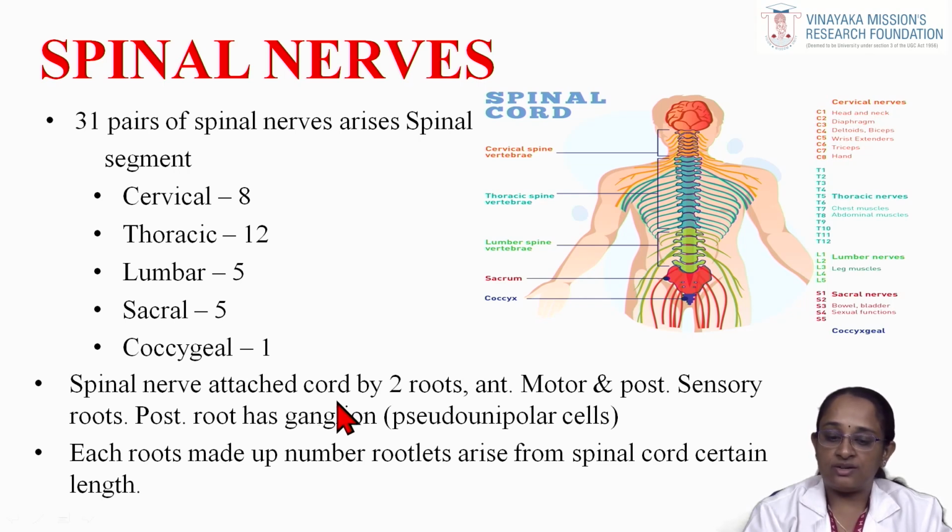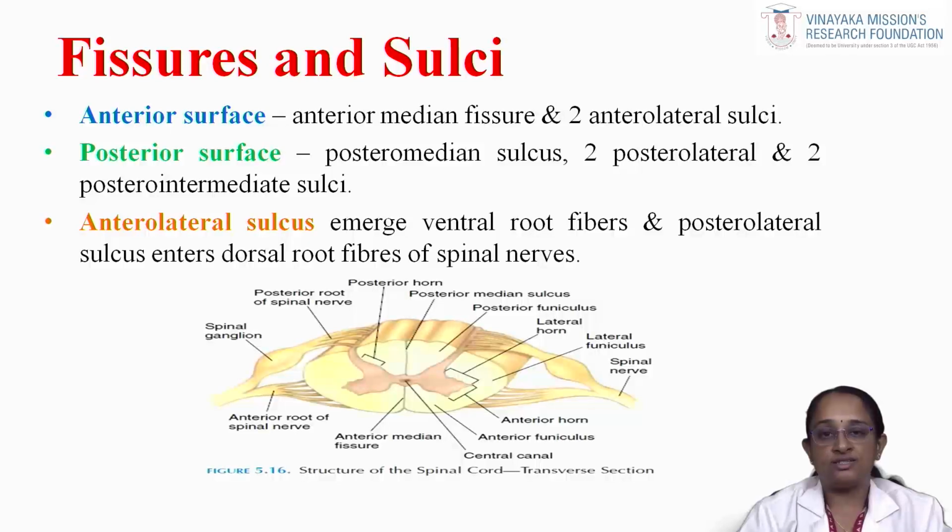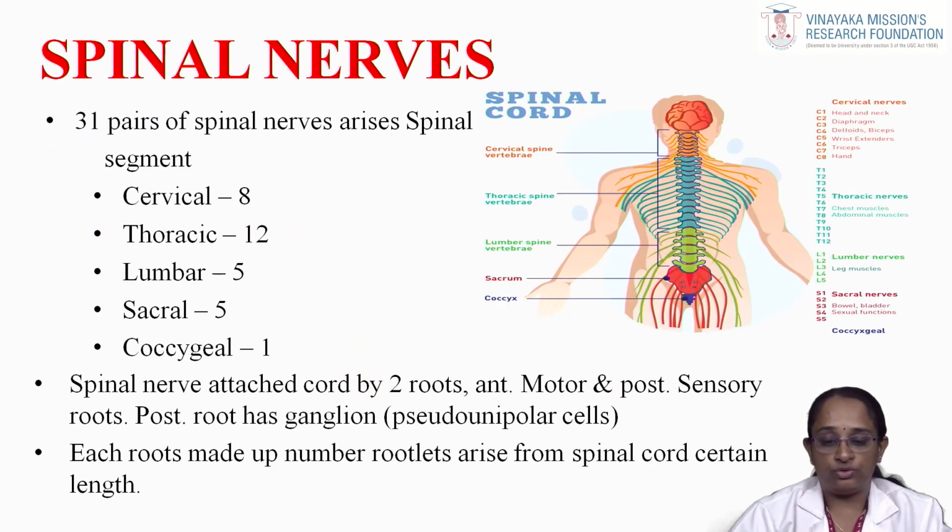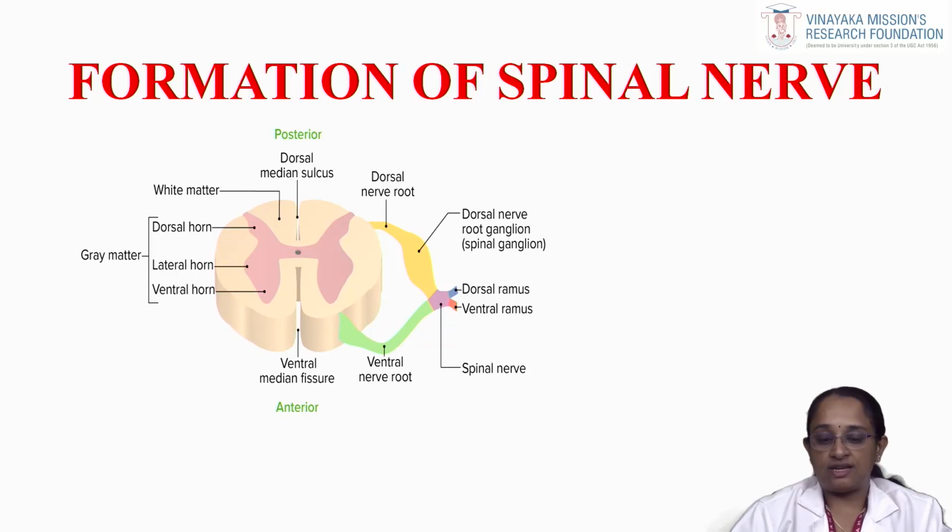Then this one I have also said: 2 roots are arising, one will be motor and another one will be sensory. That is 2 roots, anterior motor root and posterior sensory root. Here you can see in this picture the anterior or ventral median fissure, and the dorsal median sulcus or posterior median sulcus. Where the nerve roots are arising, there we can see the anterolateral and posterolateral sulcus. The 2 roots, ventral root or anterior root, and dorsal root or posterior root, are arising.